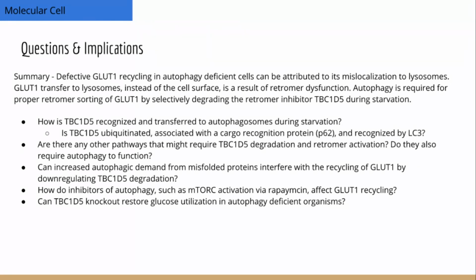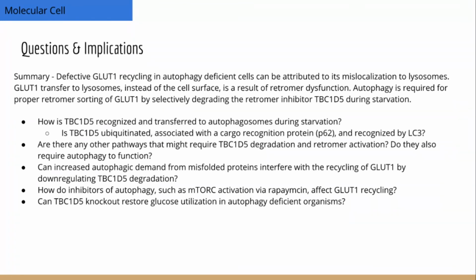We also know that autophagy defects don't cause a broad dysfunction in the recycling pathway, because the transferrin recycles without any problems. Instead, autophagy is required for proper TBC1D5 interaction with the retromer, and thus GLUT1 recycling, because autophagy selectively degrades the retromer inhibitor, TBC1D5, during starvation. Thus, autophagy indirectly promotes GLUT1 membrane localization by freeing the retromer from TBC1D5.